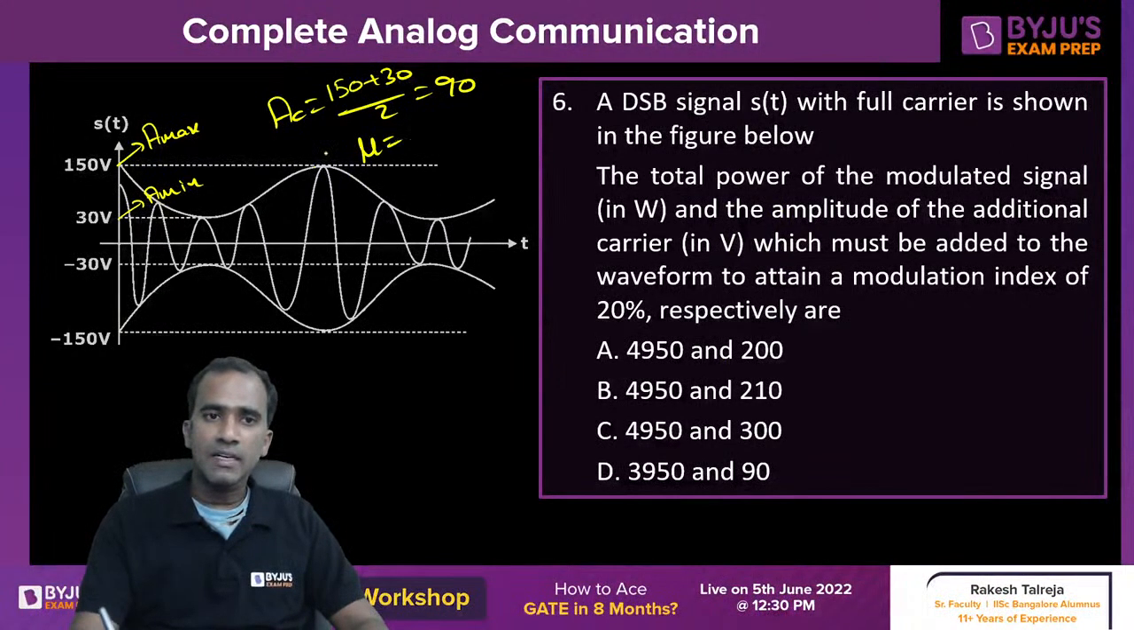Earlier we have calculated for this one, A max minus A min divided by A max plus A min. It is 150 minus 30 by 150 plus 30. We have calculated that in the previous slide. We got it as 2 by 3 or 0.66, or if you multiply with 100, we can say it as 66%.